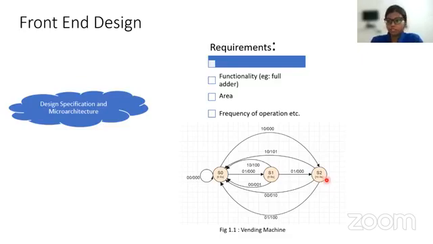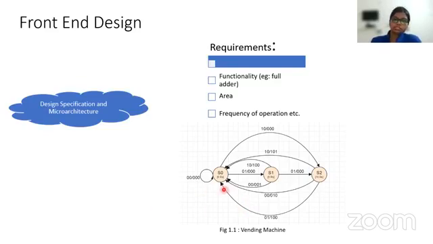So that would be the functionality. We also want our vending machine to return change. Let's suppose someone has inserted 20 rupees. In that case, it will dispense an item and also return 5 rupees as change. So this is the basic functionality that we want our IC to perform, right? And I'll be taking this example throughout this presentation for all the stages.